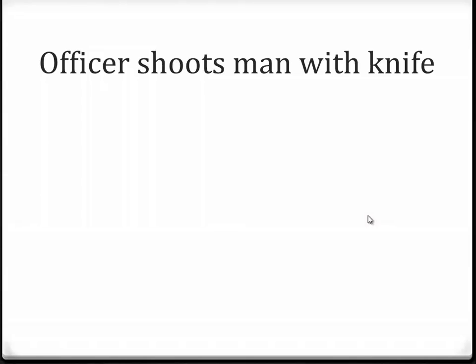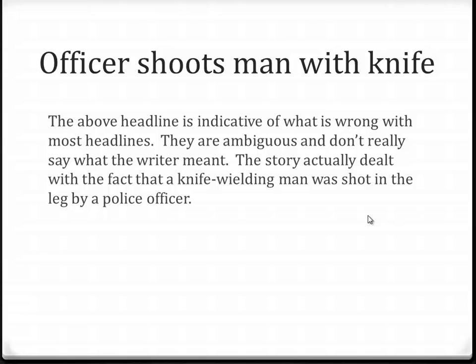Officer shoots man with knife. The above headline is indicative of what is wrong with most headlines. They are ambiguous and don't really say what the writer meant. The story actually dealt with the fact that a knife-wielding man was shot in the leg by a police officer. But what it says is that the officer shot the man with a knife. Well, you can't shoot people with a knife, you stab people with a knife. So the headline doesn't make any sense.